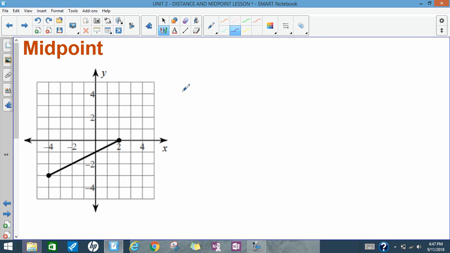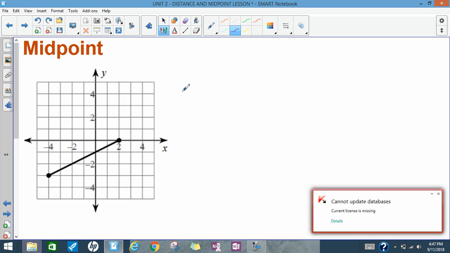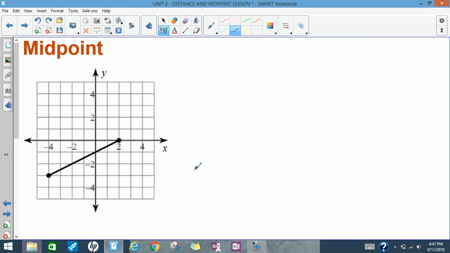The other thing we'd like to find out about segments is where's the midpoint? The point that's exactly in the middle of these 2 points. And so I'm going to start by finding the coordinates, (2, 0) and (-4, -3). And I literally want to find the point that's in the middle.